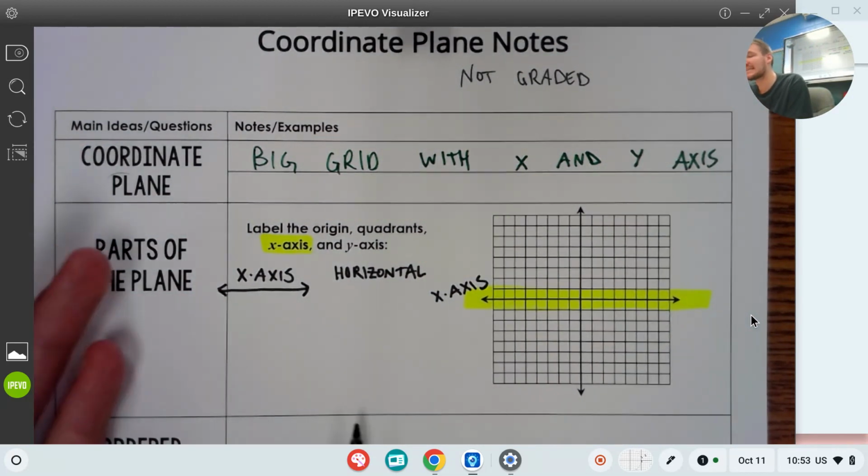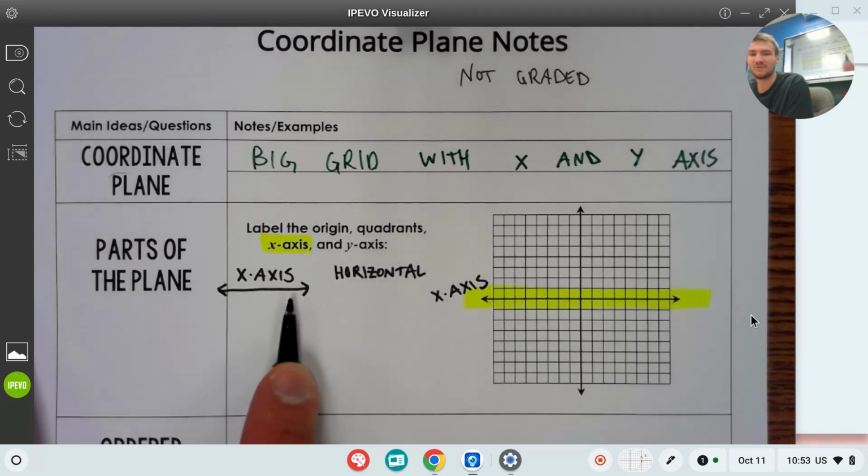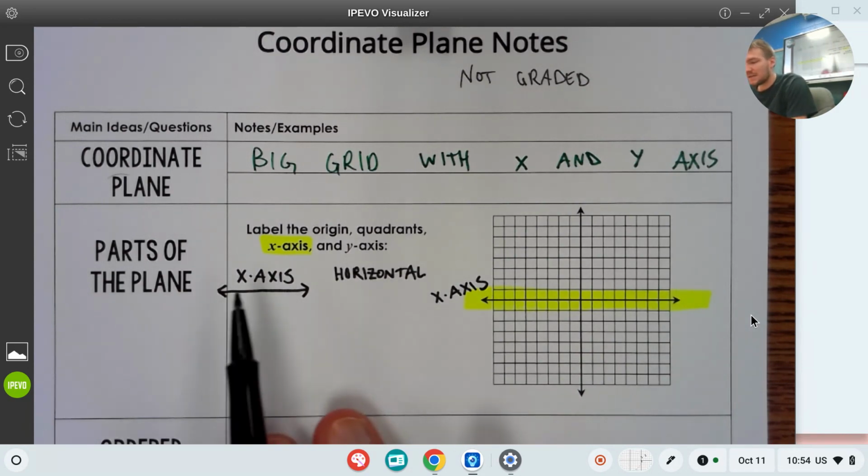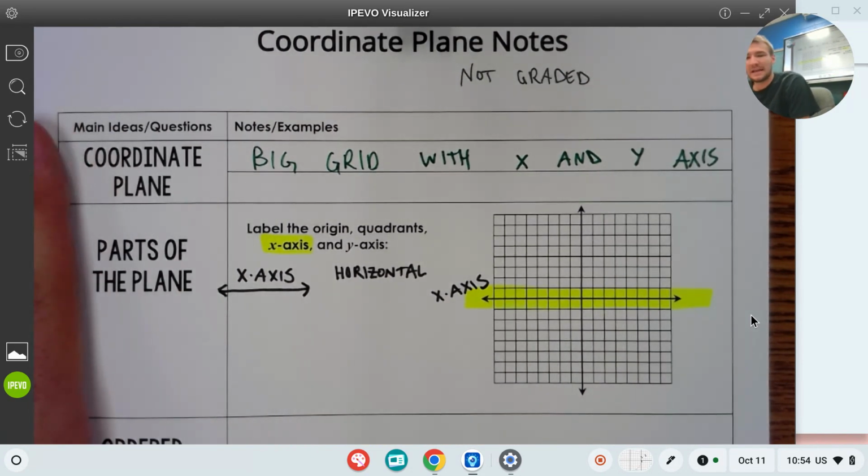All right, so the x-axis goes left and right, and this word horizontal here is a vocab word. You may have heard it before, and it just means that it goes left to right. It's a lot like the horizon. If you've ever seen the horizon, you're on the beach, and you look out at the sunset and you see the waves, that's the horizon, and it goes across, right? You look across at the sunset. So the horizon, horizontal, x-axis, it's all related.